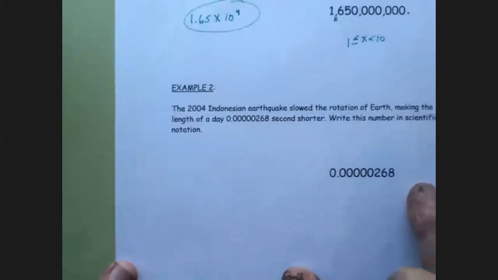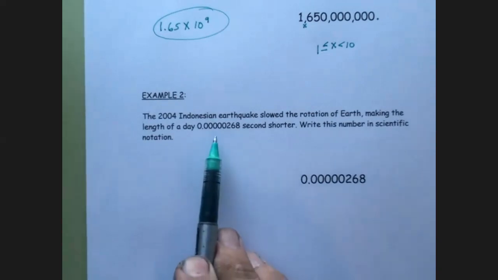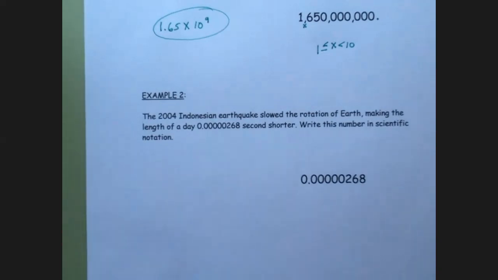Example 2. The 2004 Indonesian earthquake slowed the rotation of the Earth, making the length of a day this much of a second shorter. Write the number in scientific notation. Now I want to take this small number and turn it into scientific notation.